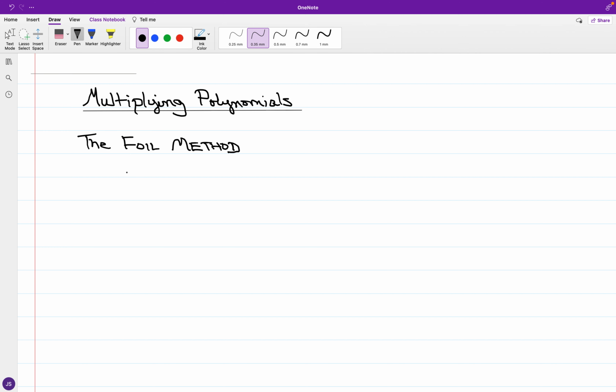Just for the general representation of the FOIL method, you might have a couple of polynomials, and in the general case they are often presented as a couple of two-term or binomial expressions, where we have the quantity a plus b times the quantity c plus d. If you're looking at multiplying out, the first product is a and c multiplied together.